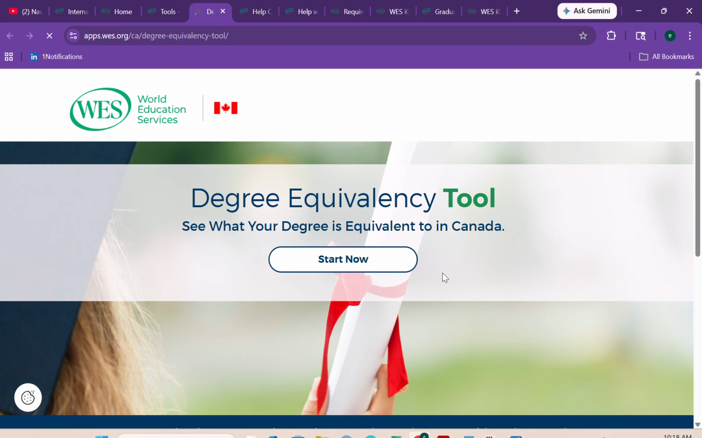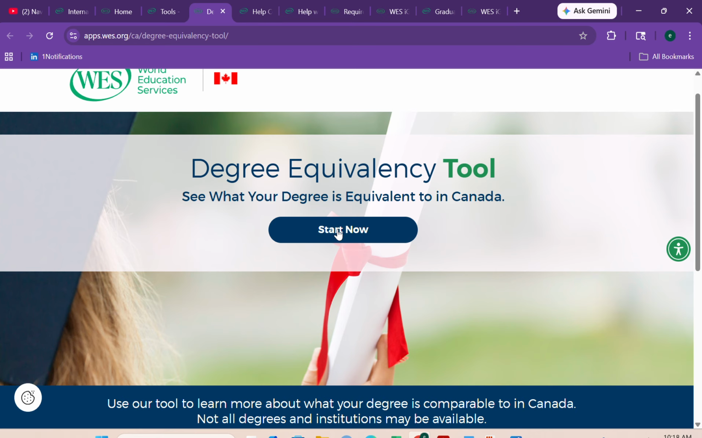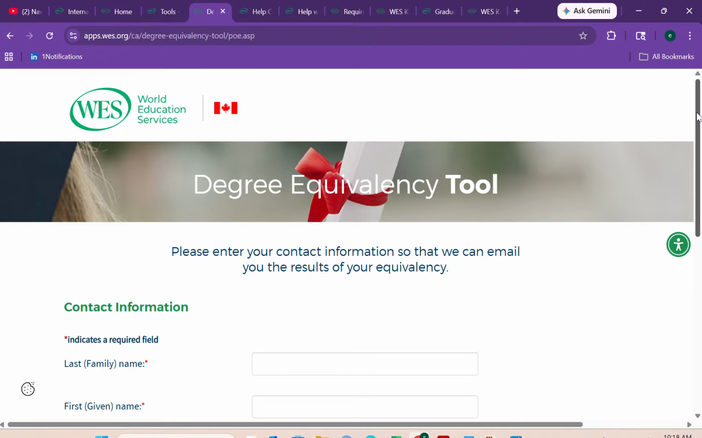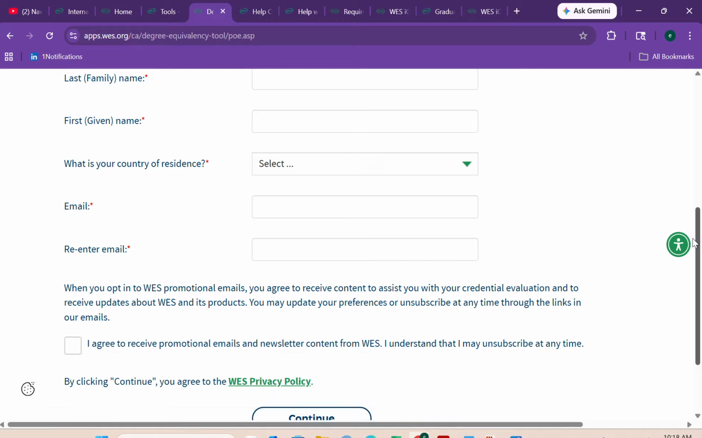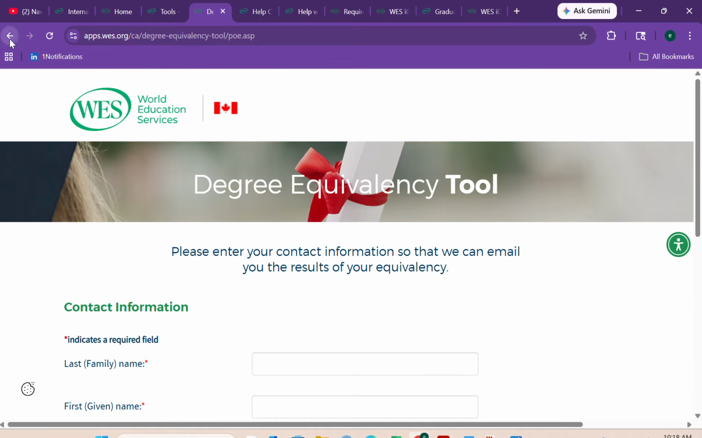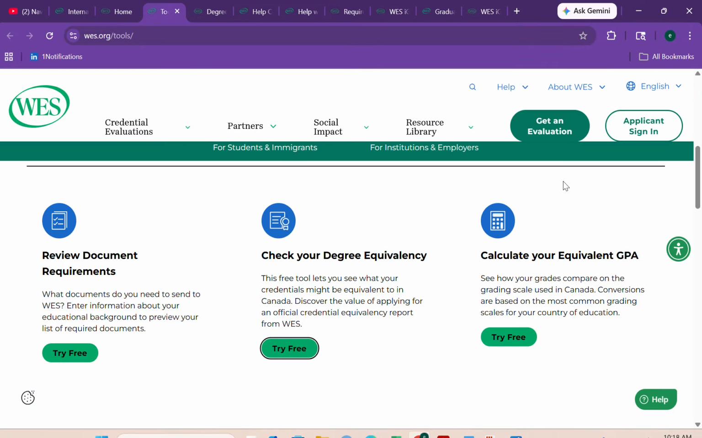We can click on it, and then this one too, you can use the tool and start the process. Start the process here, and it's very easy to do. It's the same process, just go through it and fill in the details.